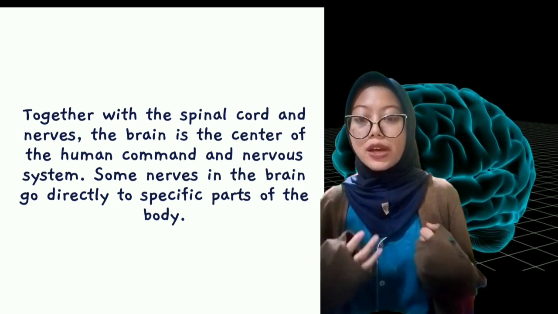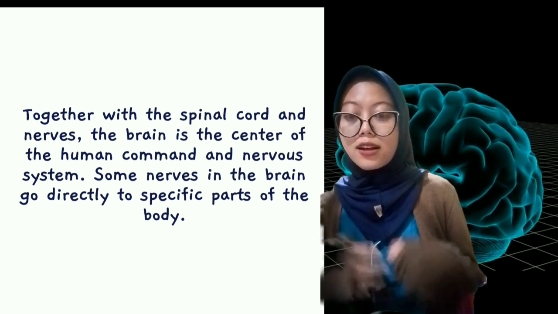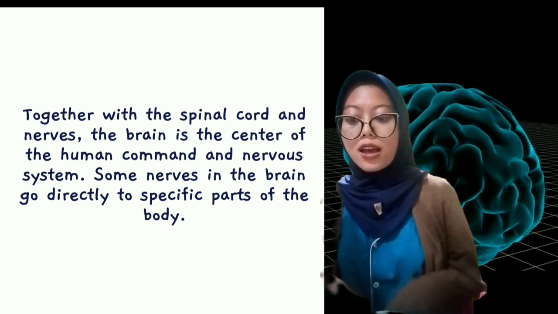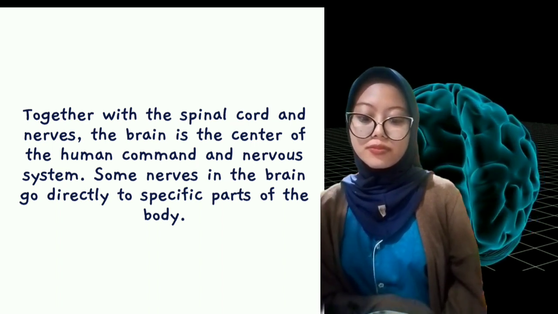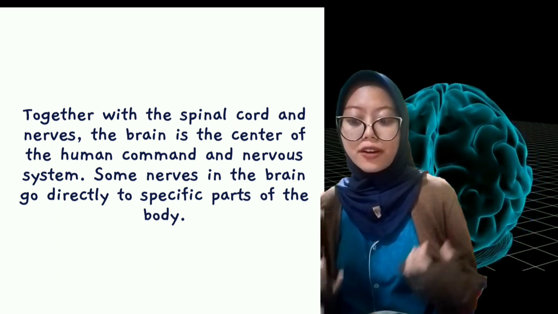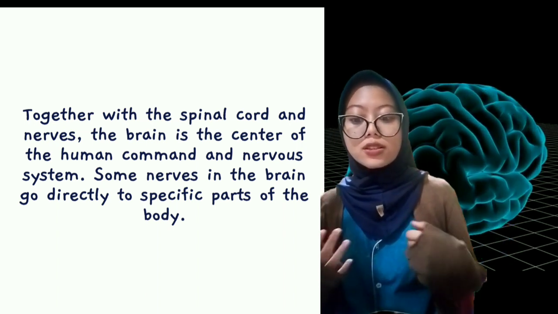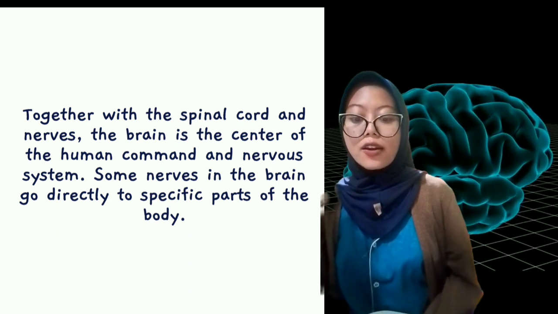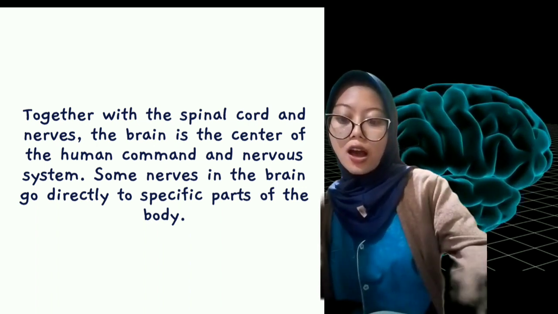Some nerves in the brain go directly to specific parts of the body, such as the eyes, ears, and other parts of the head. However, some other nerves connect to parts of the body through the spinal cord to control personality, senses, and other bodily functions such as breathing and walking.